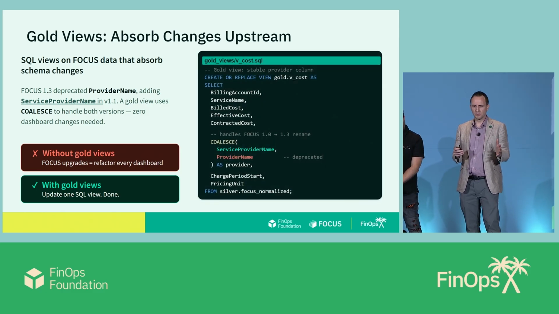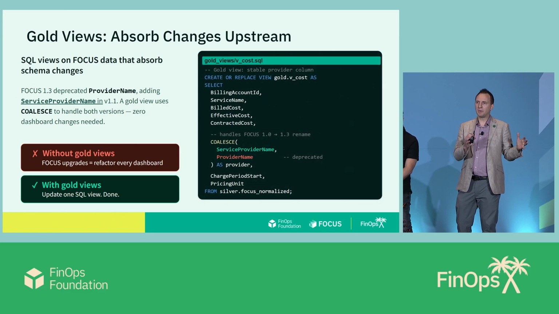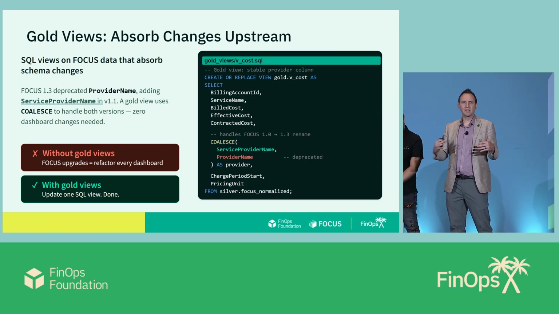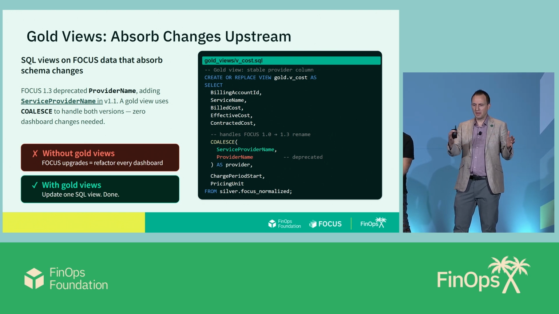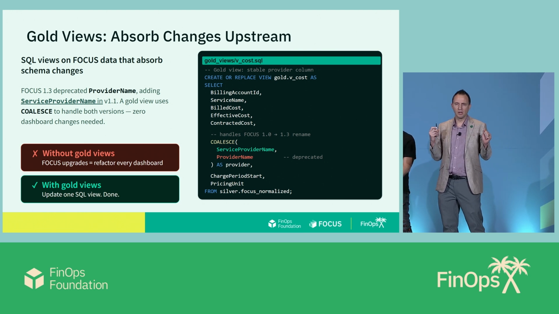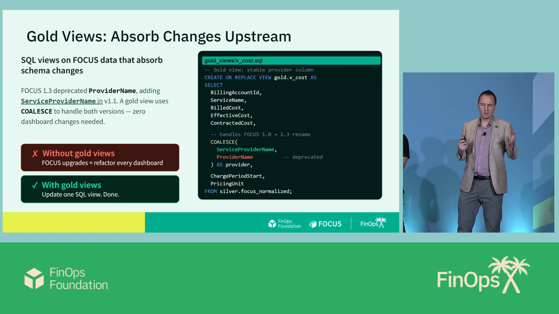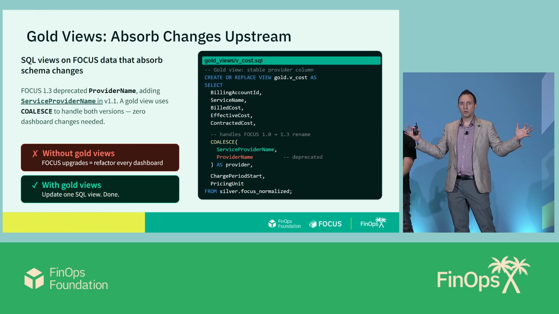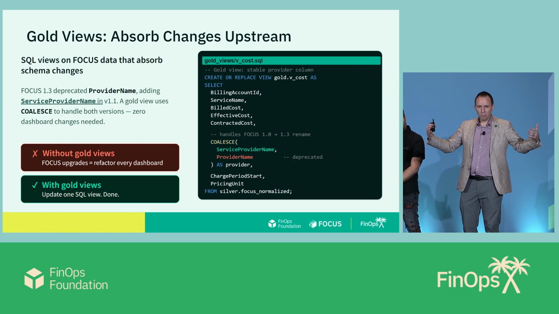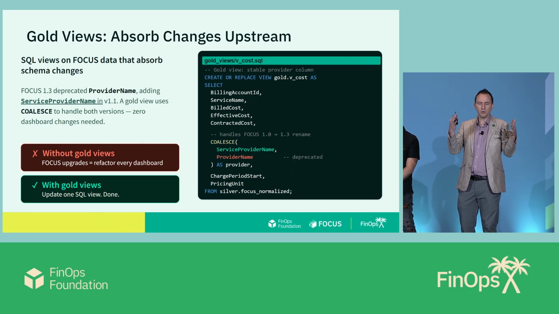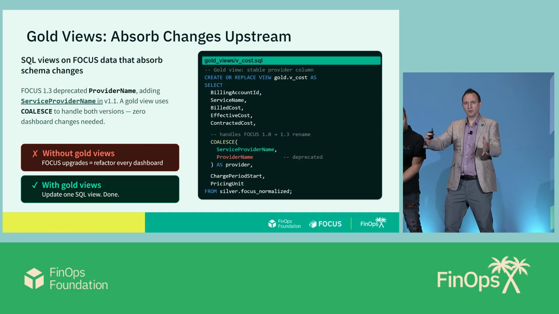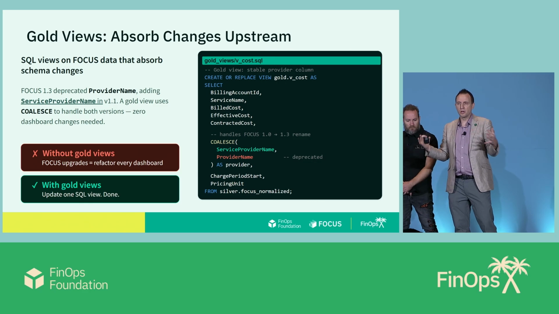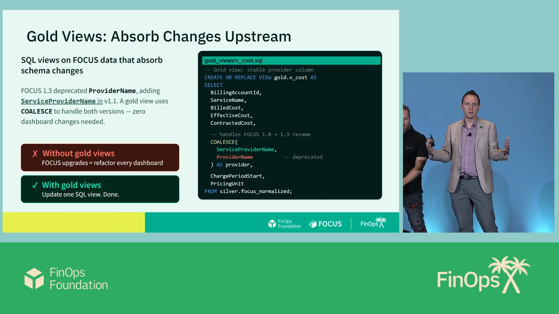So let's talk about gold views. Just like the pattern of being able to deal with an API that has multiple versions, there are ways to get around having a different version. In this case, we say, hey, look, we deprecated provider name in 1.3. Service provider name was added in version 1.1. The coalesce statement allows you to merge those into a single entity, and if you can put that in your gold layer, all of your downstream consumers won't even notice a version change. So this is where you can do kind of version corralling at the gold layer.